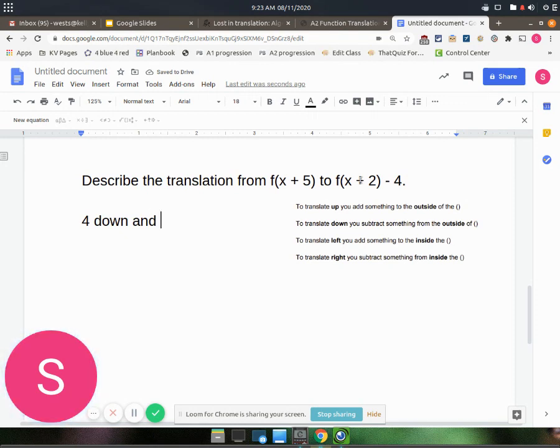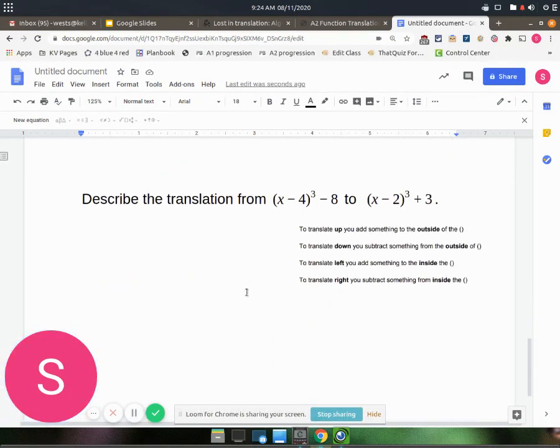On the inside, you have to look carefully and see how they got from positive 5 to positive 2. From positive 5 to positive 2, they're subtracting 3. 5 minus 3 gives you 2. And if you are subtracting on the inside, right there, that means they're moving 3 units to the right. They're going from positive 5 to positive 2. They are subtracting 3.